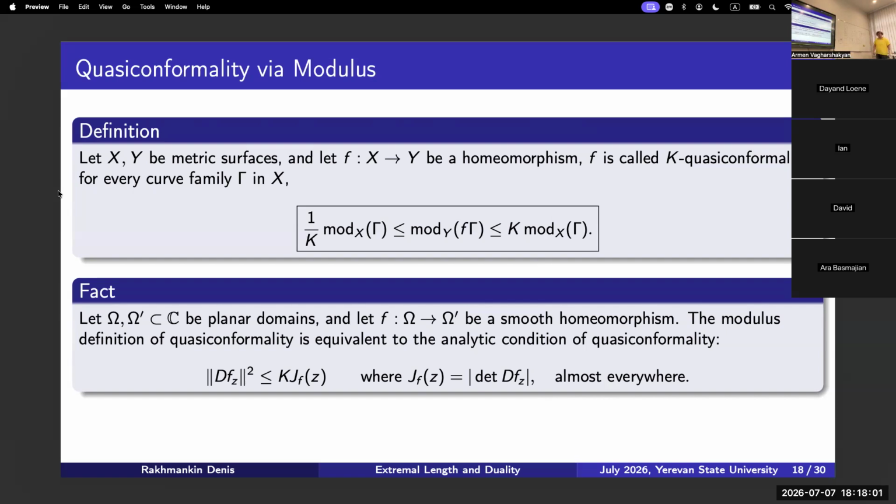Yes, what we want to add is that we want to have the parameterization in case we don't have a homeomorphism.